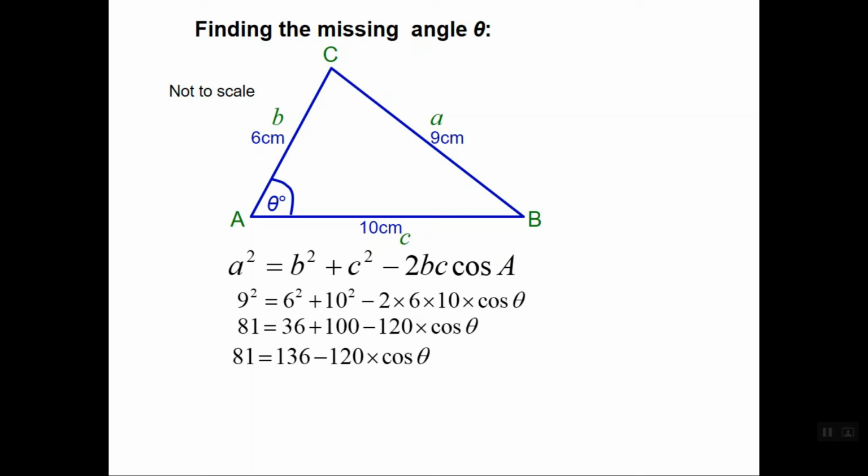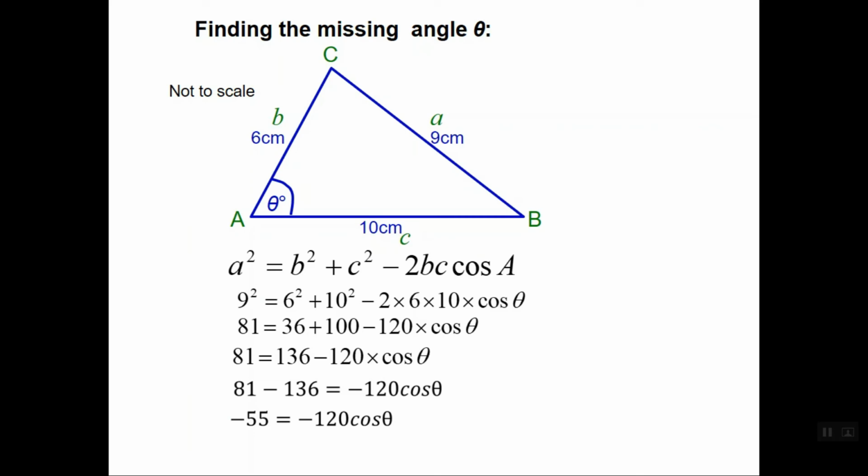My next step now, guys, is really to add that 36 plus 100. When I do that, I get 136. Now my next step is to subtract 136 from both sides of the equation. When I do that, I get 81 minus 136 equals negative 120 cos theta. 81 minus 136 gives me negative 55. That's equal to negative 120 cos theta.